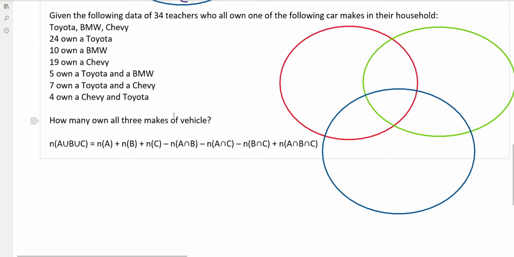Okay, so let's go ahead and use that, or use our going from specific to general method with the Venn diagram. Either way, try to solve this question. Now I'm going to tell you that it's going to be much easier to solve with our formula. With our formula, we're trying to solve how many own all 3 makes. That would be in the middle here.